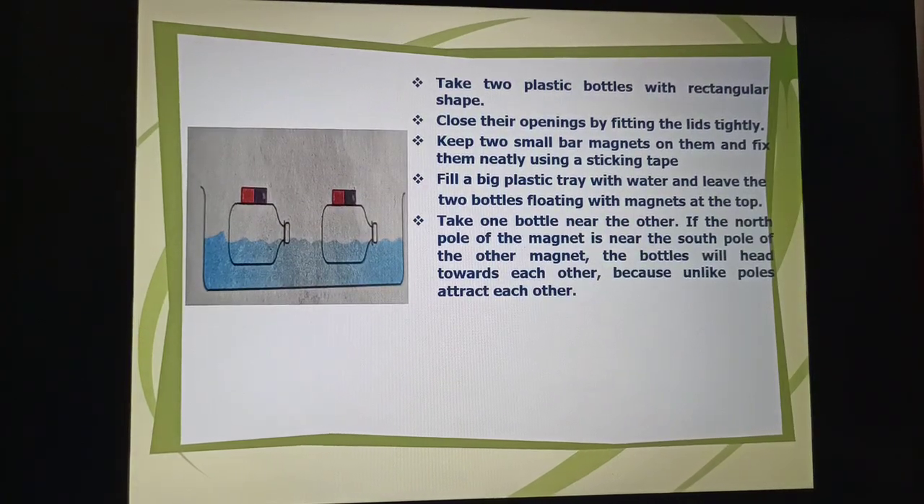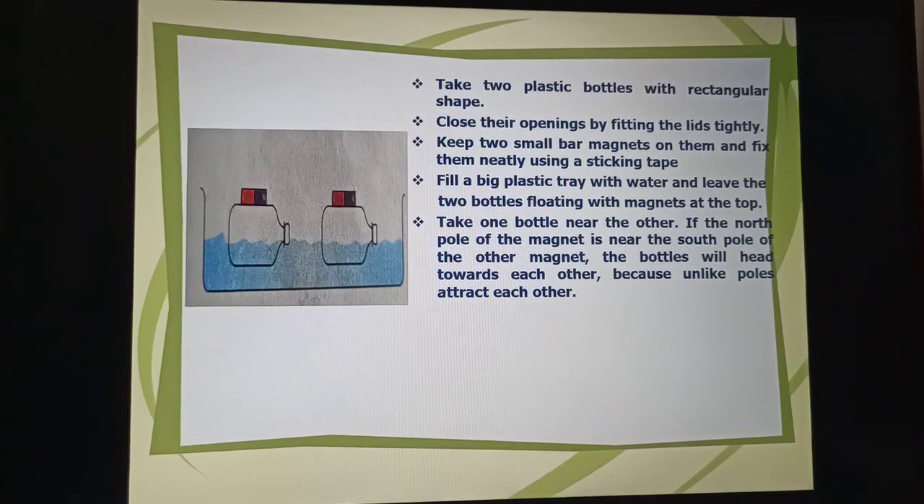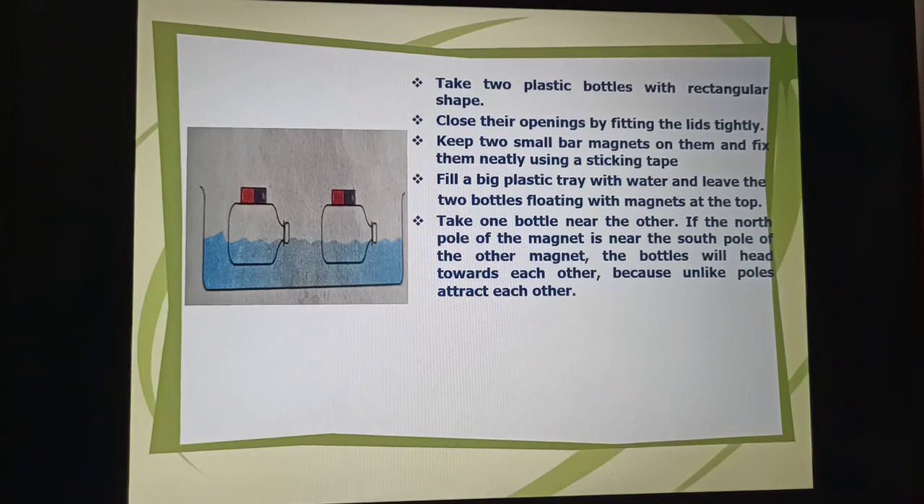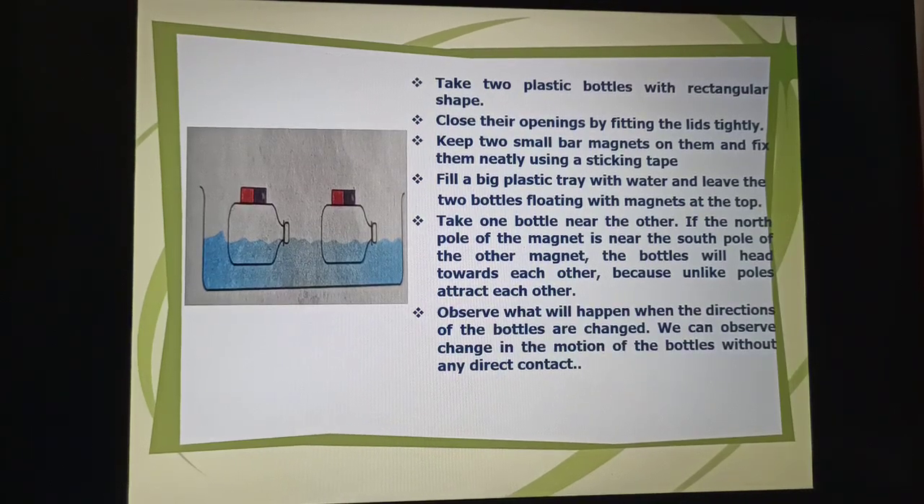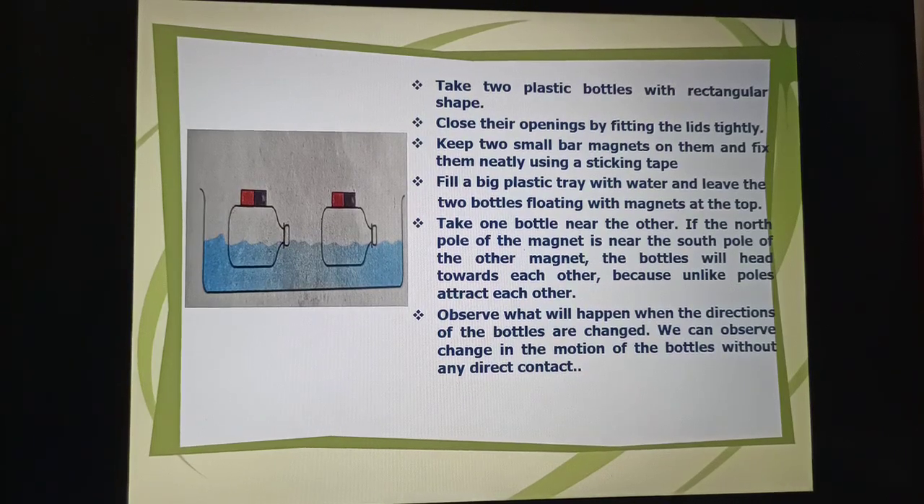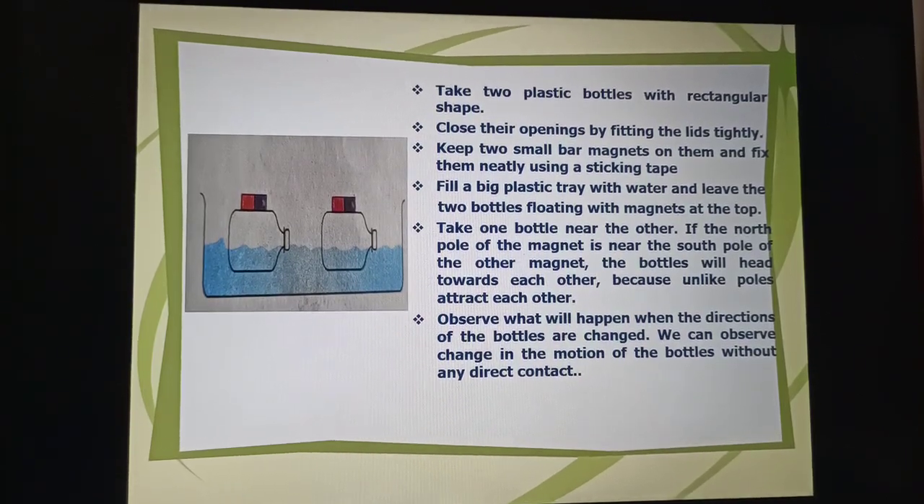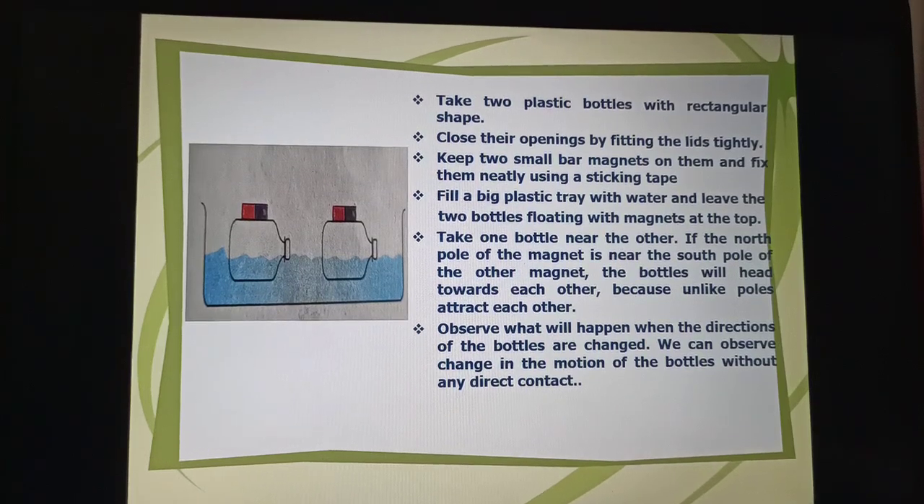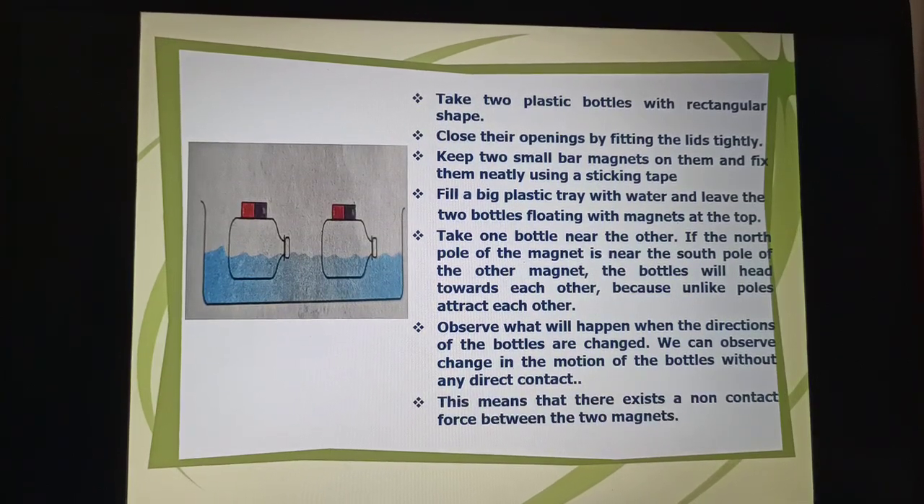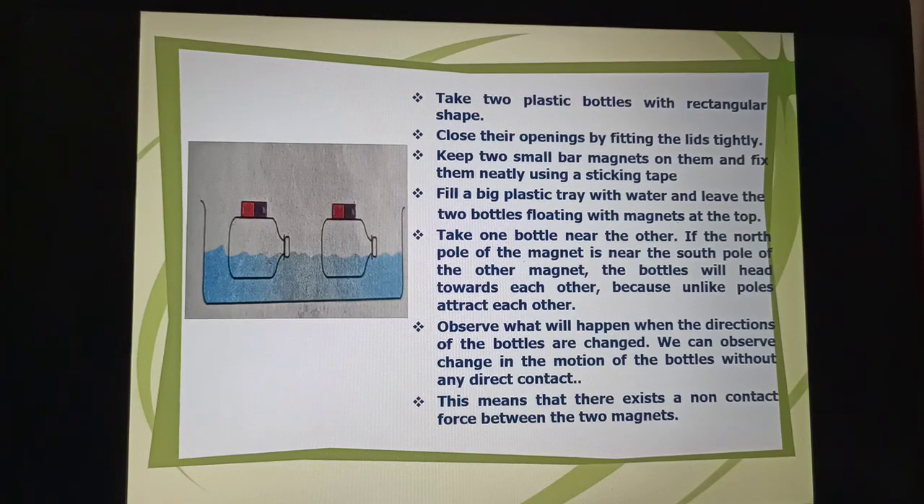Take one bottle near the other. If the north pole of the magnet is near the south pole of the other magnet, the bottles will head towards each other because unlike poles attract each other. Observe what will happen when the directions of the bottles are changed. We can observe change in the motion of the bottles without any direct contact. This means that there exists a non-contact force between two magnets.